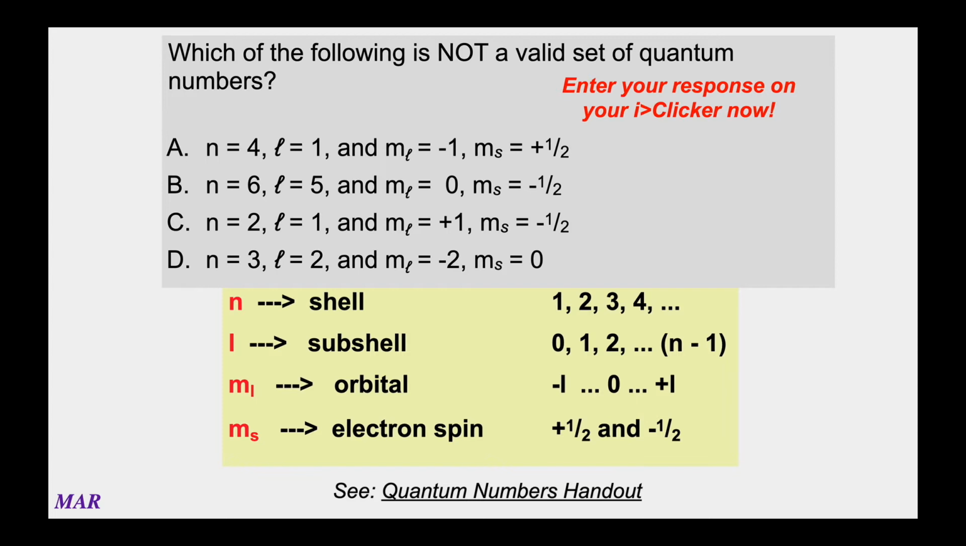Now, m sub l depends on l. M sub l has to be between negative l and positive l. If you look, for example, at B, l equals 5, m sub l could be anywhere from negative 5 to positive 5, and having a value of 0 is an acceptable answer, like we saw in Chapter 6, Part 1. So in this problem, all of the m sub l values are okay. However, m sub s can only be positive 1/2 or negative 1/2. Answer D here is not going to fly. No m sub s of zeros. You can have positive 1/2, negative 1/2, no zeros, no anything else.